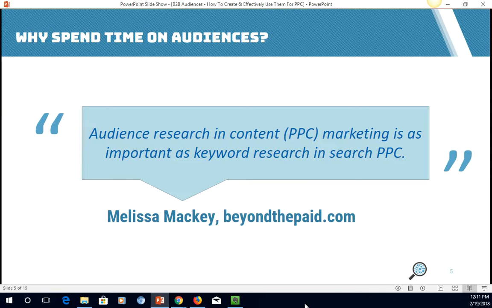I really like this quote from Melissa Mackey from BeyondThePage.com talking about content marketing. She says, audience research in content marketing is as important as keyword research in search PPC. So if you think about it, you wouldn't run a search campaign without carefully picking your keywords because you wouldn't want to show ads to people that are searching for queries that weren't relevant to what you were offering. Well, it's kind of the same thing in content marketing. If you're offering content, you want to make sure that the audience that sees your content is relevant and that they would actually be interested in what you're offering.